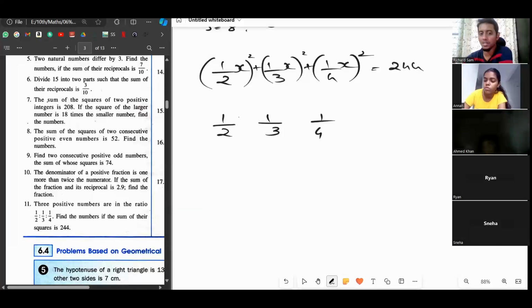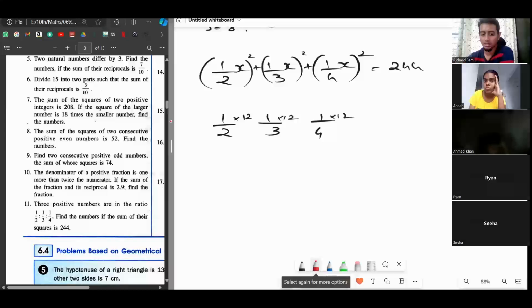Okay, and you just multiply each of them with 12 like this. So you're multiplying the same number with all the ratios, so you're not changing their values. Okay, now we can cut it. So 2 and 12 will become 6. 3 and 12 will become 4. 4 and 12 will become 3. So now your ratio becomes 6 is to 4 is to 3. You understood how we get rid of the denominators in the ratio?